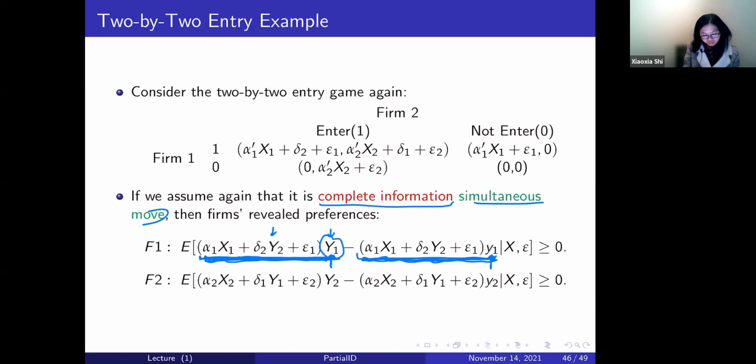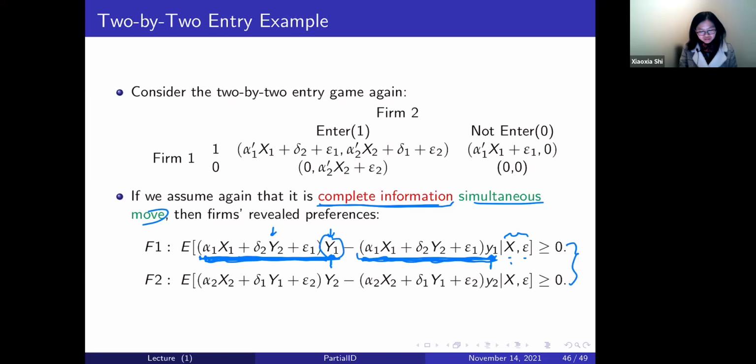But then when you contrast these payoffs to set up the revealed preference inequality, you want to specify the information set. When we assume complete information, the information set is all the X and all the epsilons, right? So these two inequalities are the inequalities defined by, or implied by, the revealed preference principle.